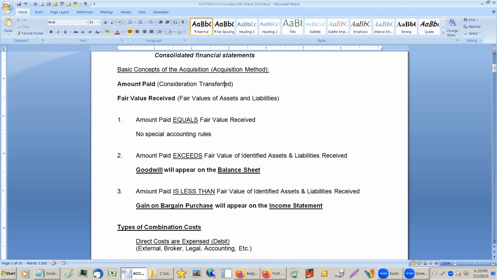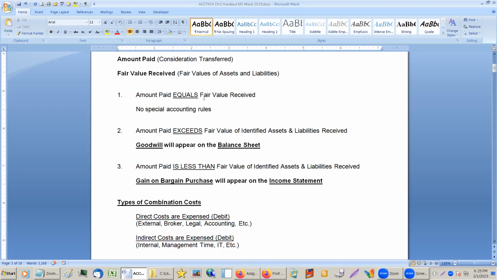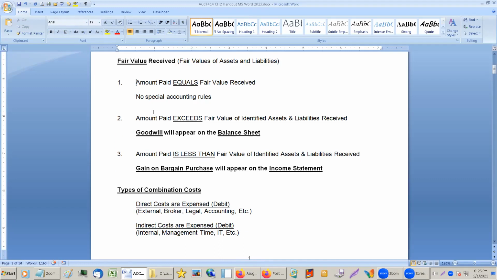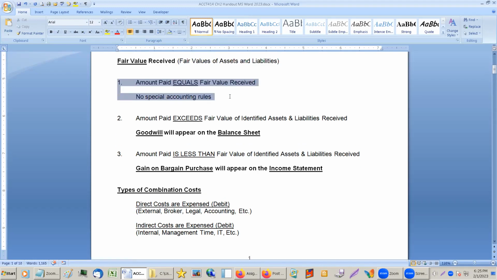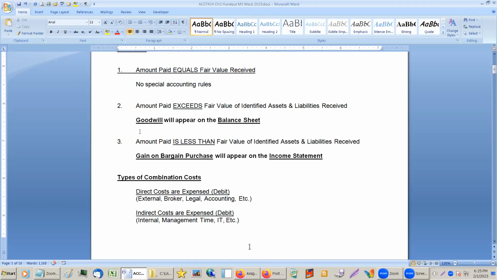Amount paid, the consideration transferred. Fair value of the assets and liabilities. We always use fair value. We've already been doing that. Okay, so if the amount paid equals a fair value, no special accounting rules.